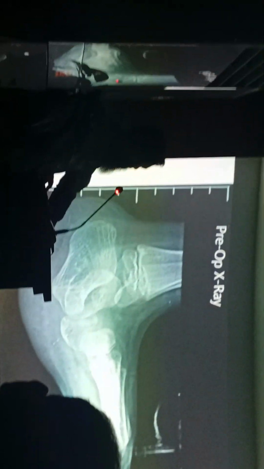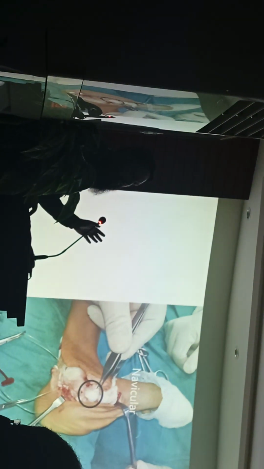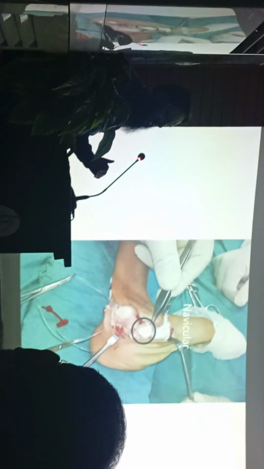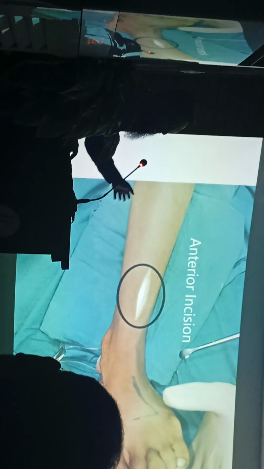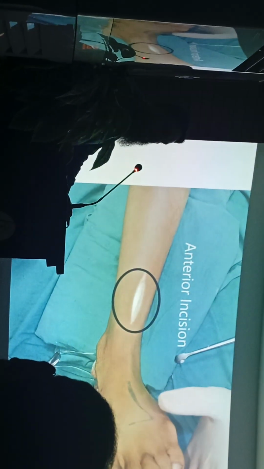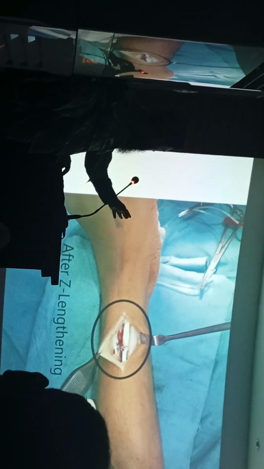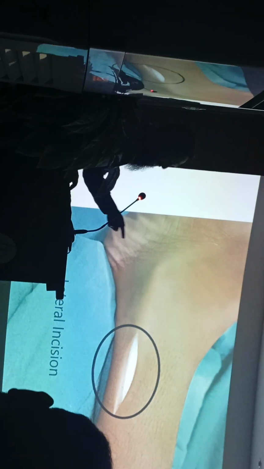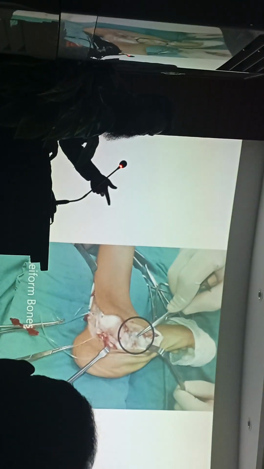Another patient, more rigid deformity. This is the pre-op X-ray. Similarly, we go first with a posteromedial incision. In this patient, plantar flexion is less than 25 degrees and adduction is less than 10 degrees. This is the posteromedial incision over the navicular bone. Anterior incision for lengthening of tibialis anterior, extensor digitorum longus and extensor hallucis longus. This is the lateral incision for peroneus longus and brevis, after that lengthening. Naviculectomy is done.